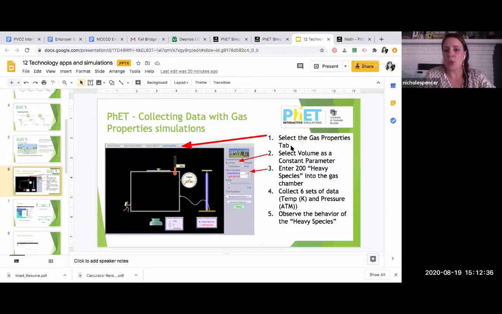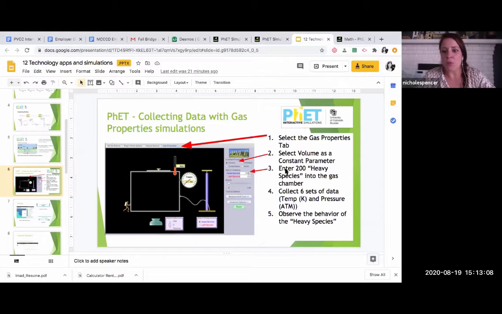All right. So you'll select gas properties. You want to keep volume as constant because you can change the size of the box. And we'll also keep the number of gas particles. They call them heavy species in the simulation. We'll keep that constant at 200 as well. Now, if this was with students and they said, well, what if it was only 100 gas particles or molecules? I would certainly let them explore that. That would definitely make for more interesting data as well, I believe.